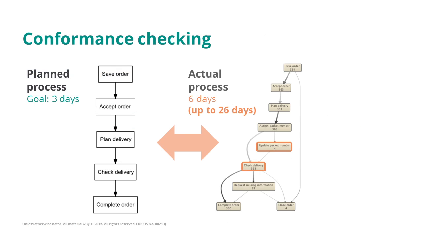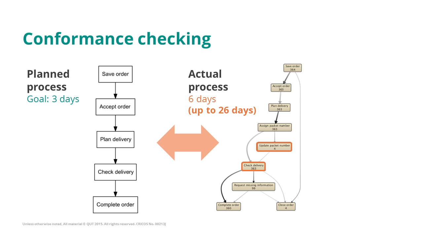Moving on to conformance checking, this can take the form of 2 process models that can be compared. For example, a process model that represents a planned situation, for example, an order management process that is expected to last 3 days, versus the process model that we actually discover. And then we can do delta analysis to identify the differences.